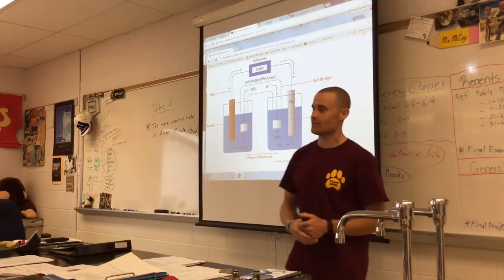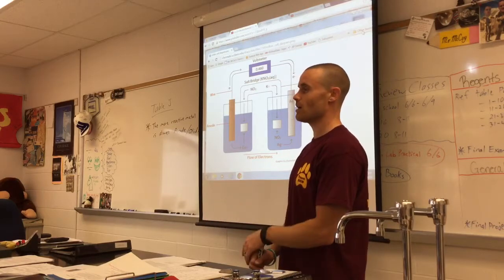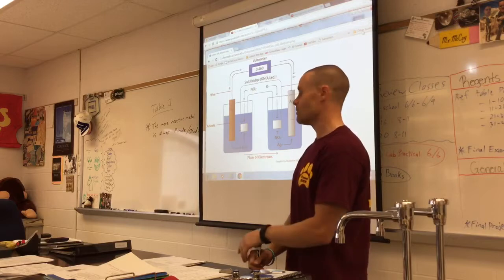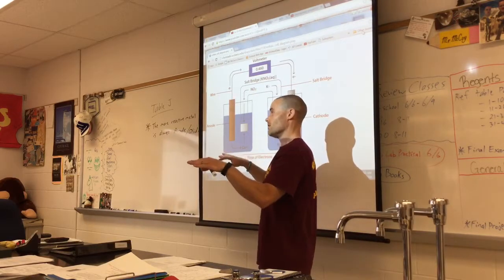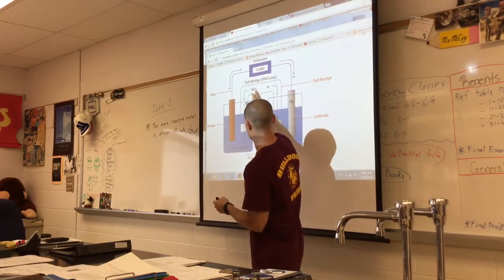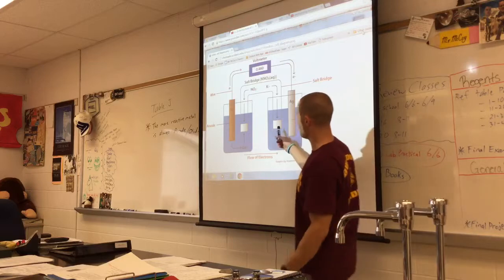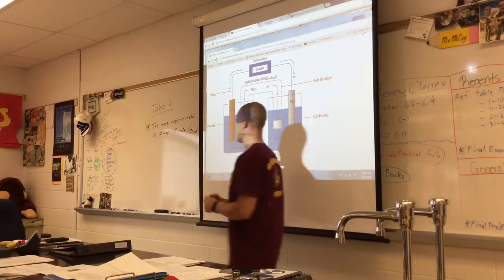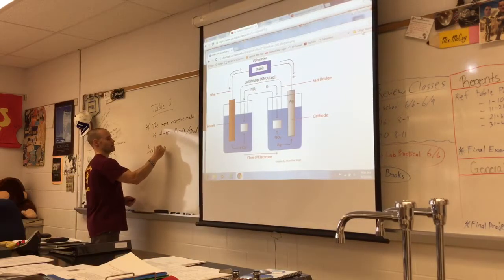What's inside that salt bridge? NO3 minus, K plus. Dylan, what are those called? Salt. Yep, very good. Give me another. So the salt would be KNO3. When it breaks apart, it dissociates into these things. What are those called? Ions. That's what a salt bridge does. It allows ions to migrate between half cells. So that's what we're going to write down. A salt bridge allows ions to migrate.